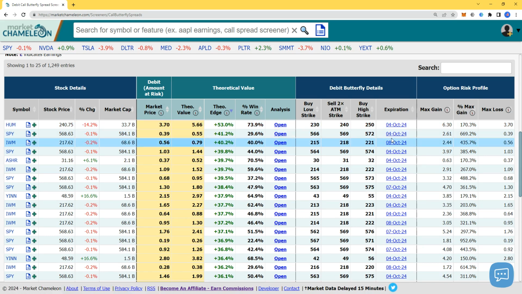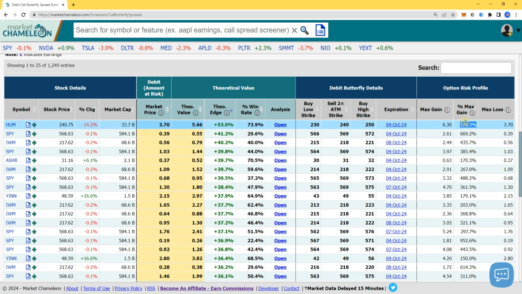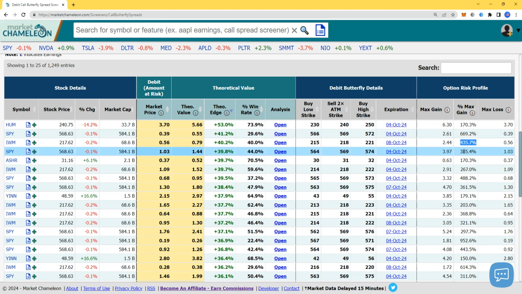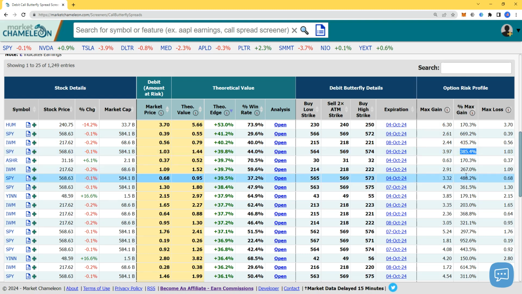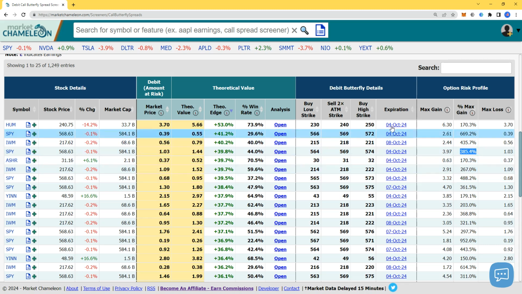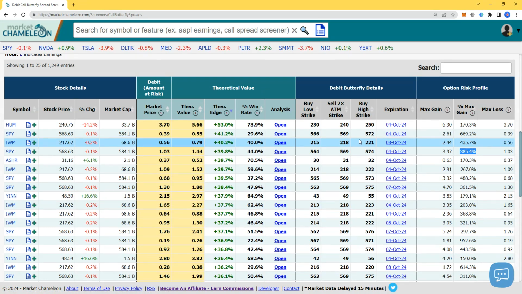We got the expiration right here, and we got, look at this, max gain, percentage of max gain, 170%, 600, 435, 385, crazy percentages, because if the stock stays the same, it has October 4th, which is a few days from now, probably Friday, 2 trading days. If nothing happens and the stock is the same as it is now, you collect the max amount. Don't count on that. It's very, very rare that the stock ends where you sold the 2 calls. So your aim is to collect hopefully more than what you paid as debit.